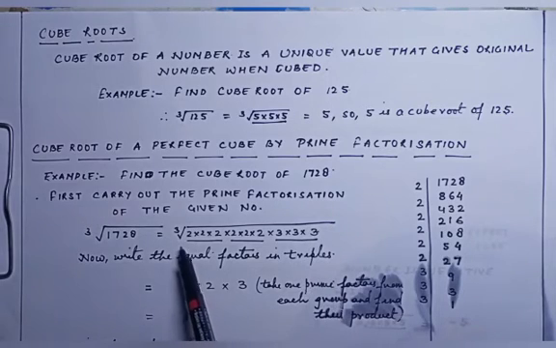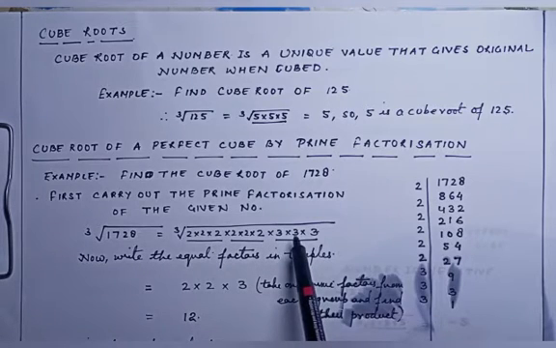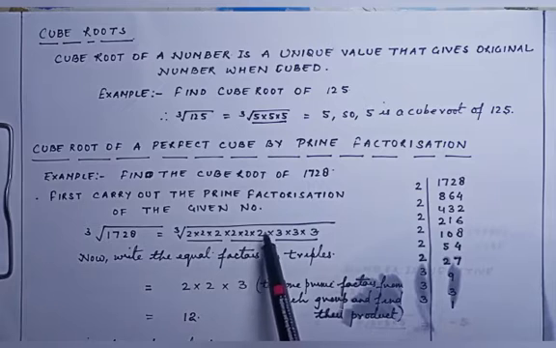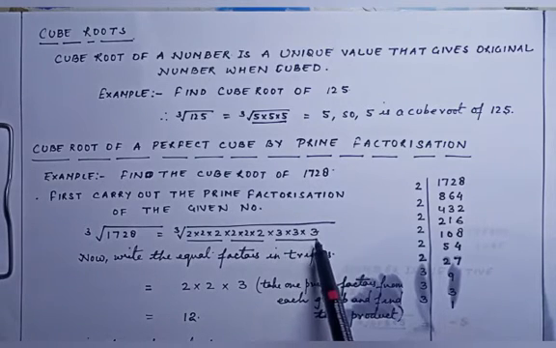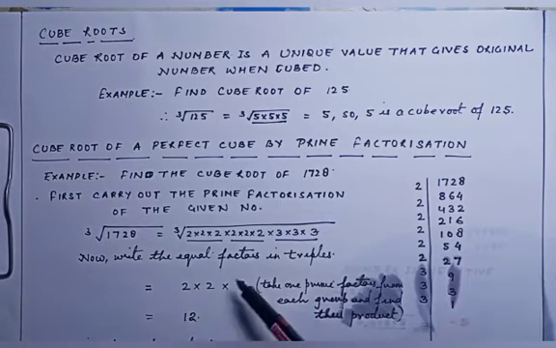After that I am going to find the product of triples of each factor. Over here, 2 into 2 into 2 in one group, 2 into 2 into 2 in one group, and 3 into 3 into 3 in one group. So I am going to take out 2, 2 and 3.